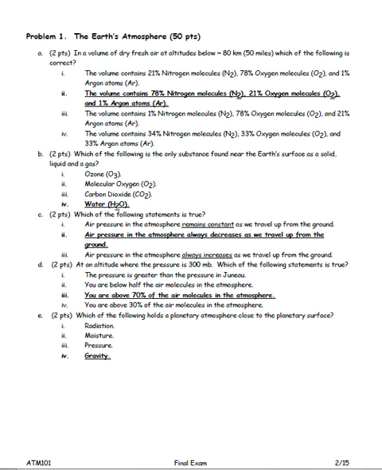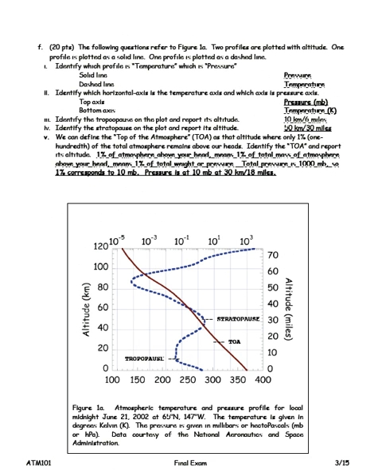We'll now turn to part F, which is associated with figure 1a. So part F, the following questions refer to figure 1a. Two profiles are plotted with altitude. One profile is plotted as a solid line. One profile is plotted as a dashed line. So let's just look at the plot for a minute. We have a vertical axis of altitude in kilometers on the left and miles on the right, and we have 2 horizontal axes. The bottom one is unlabeled and goes from 100 to 400, and it's a linear scale. The top one is a logarithmic scale that goes from 10 to the minus 5 to 10 to the 4.